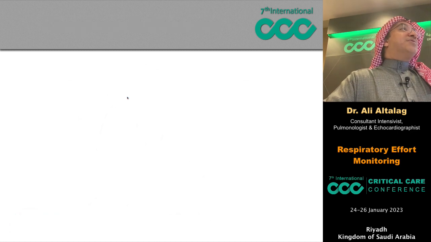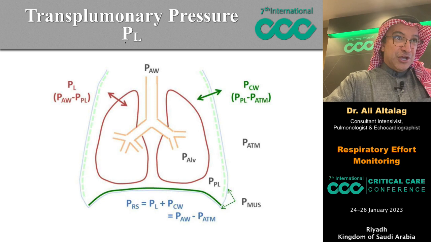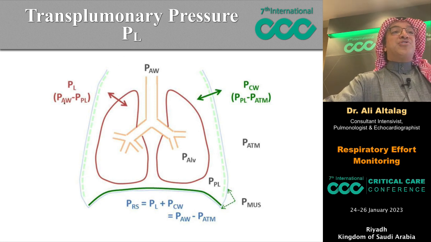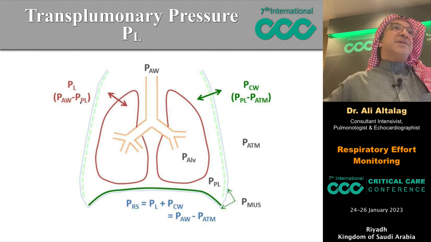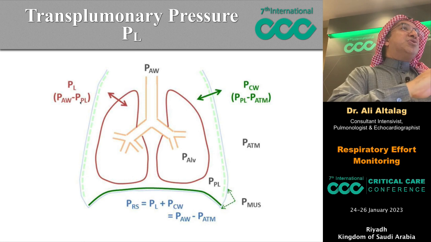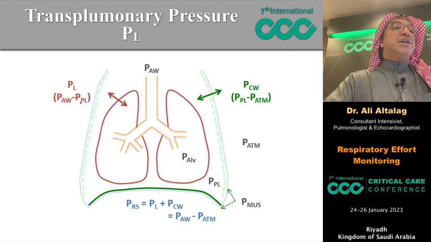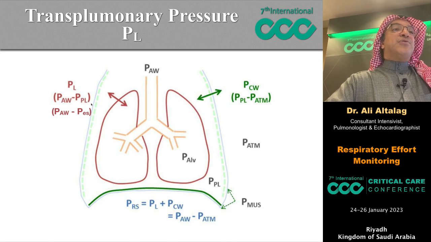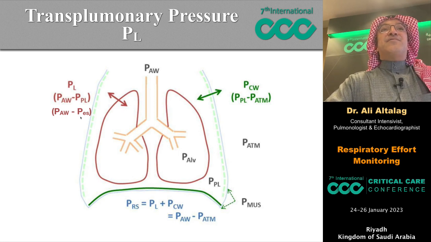So what is the importance of the esophageal pressure? In order for you to measure the transpulmonary pressure, you should know the pleural pressure, because the transpulmonary pressure is the airway pressure minus the pleural pressure. In order to do so, you have to put a probe inside the patient's pleura, which is totally impractical. So that's why we use the esophageal pressure as a surrogate for the pleural pressure. So the transpulmonary pressure is the airway pressure minus the esophageal pressure.